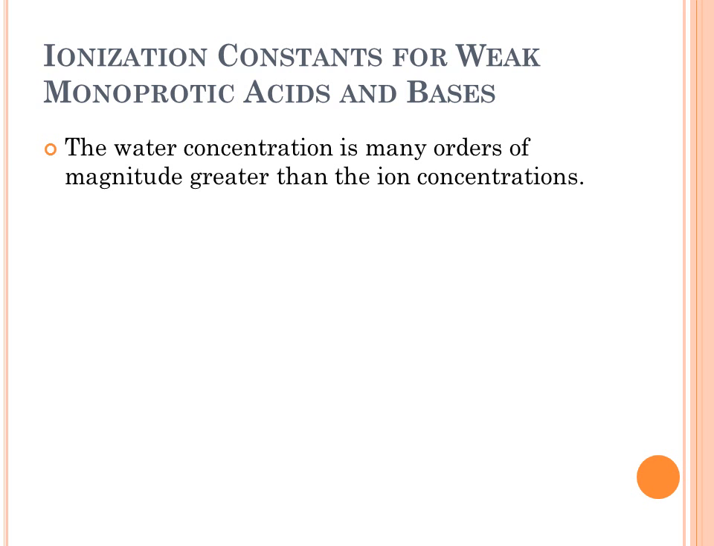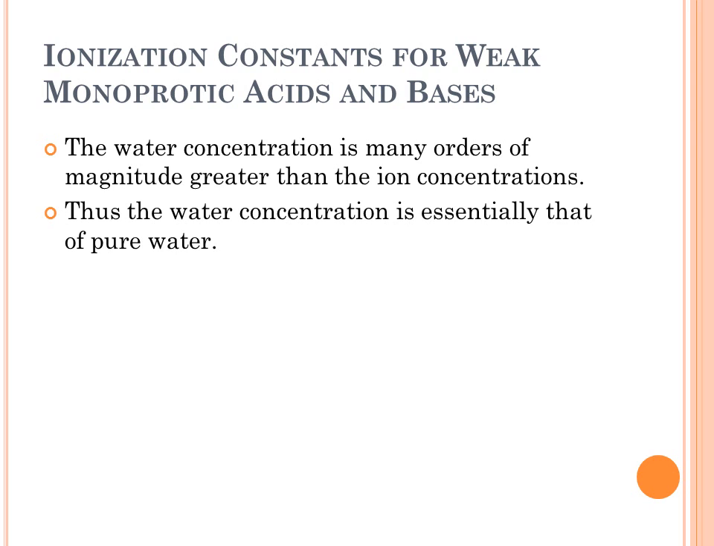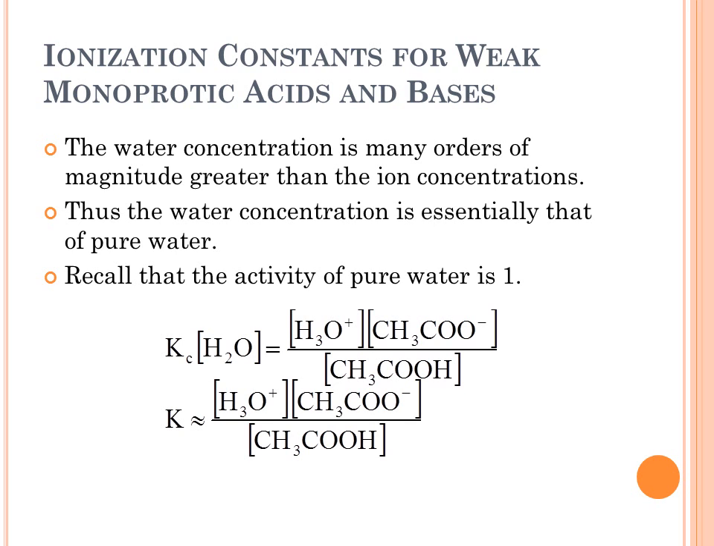But water concentration is so large compared to the others that it's not necessary to include. Water concentration is essentially that of pure water, so if the activity is 1, we can move the water over there and say that concentration is essentially a constant, and establish a new constant, which is approximately equal to the hydronium times the acetate divided by the acetic acid, omitting water from the expression entirely. And that's typically what we're going to do for weak acid and weak base equilibria.